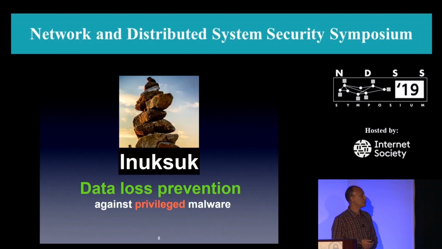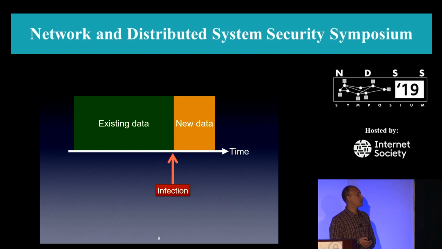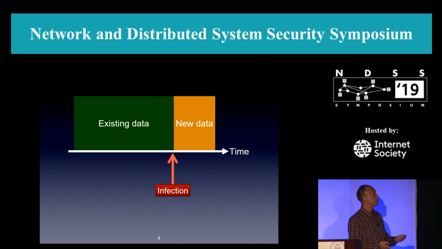We propose this Inuksuk solution for data loss prevention against privileged malware, be it ransomware or wiper malware. And I want to highlight something from the very beginning about the scope of our proposal. We protect your existing data, meaning that, at the time when you get infected, after the infection, there is no guarantee. We cannot protect your data after infection. But the malware cannot delete or encrypt the existing data. That's the guarantee that we try to protect.